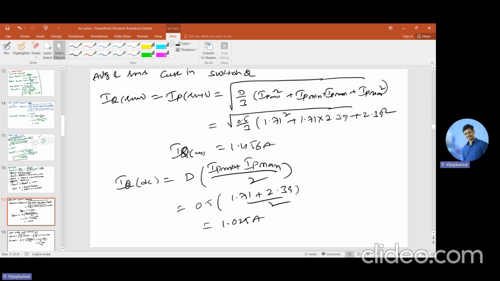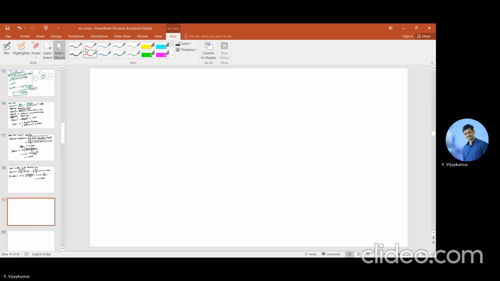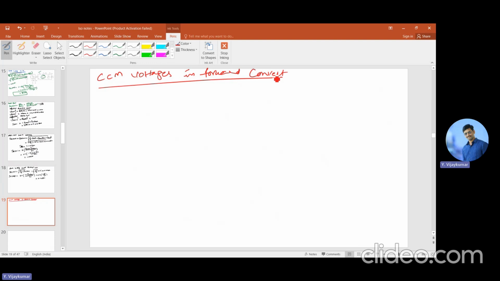Now, in this continuous conduction mode of the forward converter, what are the output voltages that we discussed now? Our next topic is continuous conduction voltages in the forward converter. Up to now in the problem, we had only discussed the various currents. And what are the voltages here?